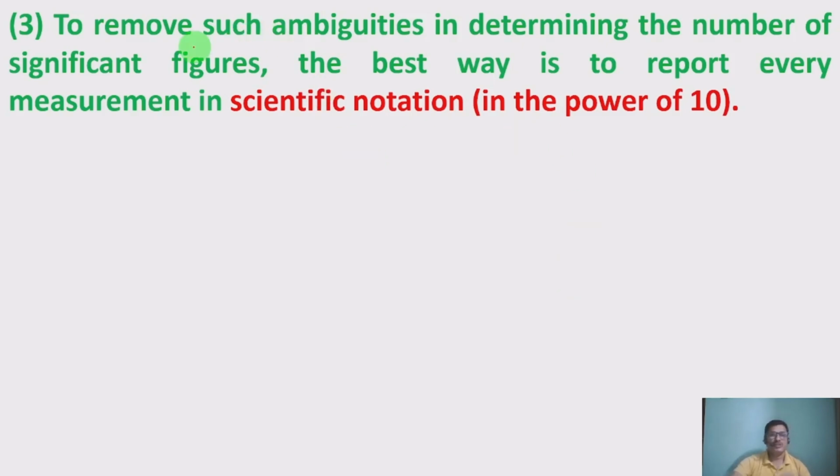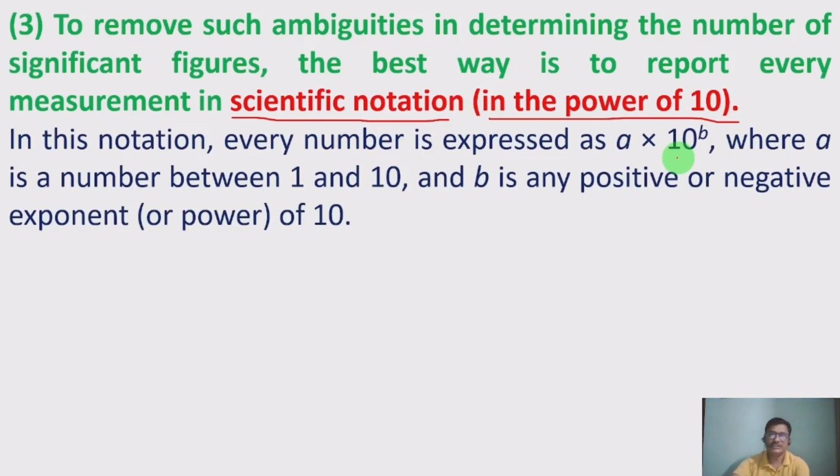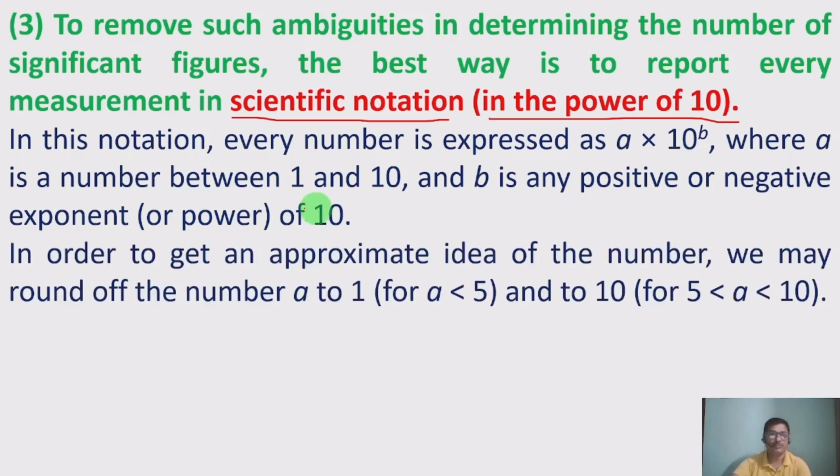In the third observation, we see how to eliminate that. To remove such ambiguities in determining the number of significant figures, the best way is to report every measurement in scientific notation, that is, in powers of 10. If you have such ambiguities, then that number may be written in scientific notation, with a power of 10. We'll take the theoretical discussion first, and later we'll take the examples.